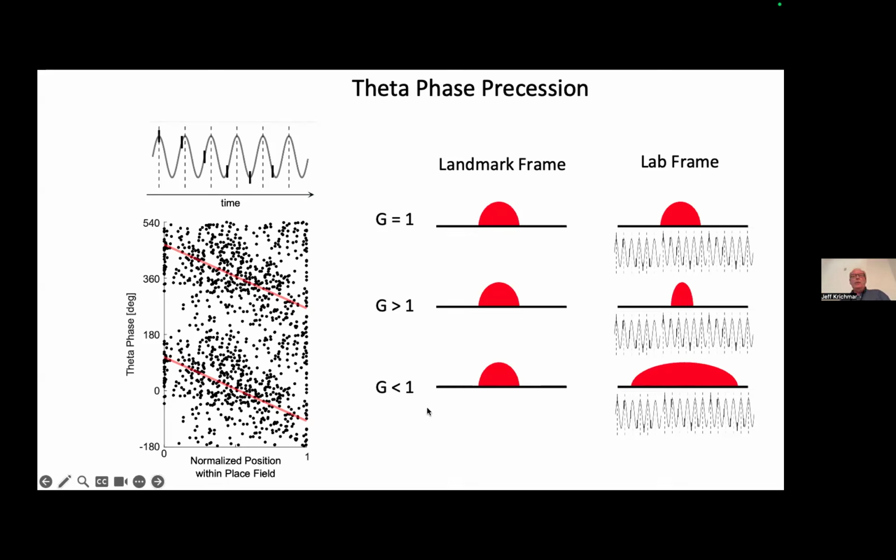When gain is less than one, now the landmarks are moving with the animal. That's actually going to stretch the whole map out. And each place field is going to be much larger than it is in the lab frame of reference.